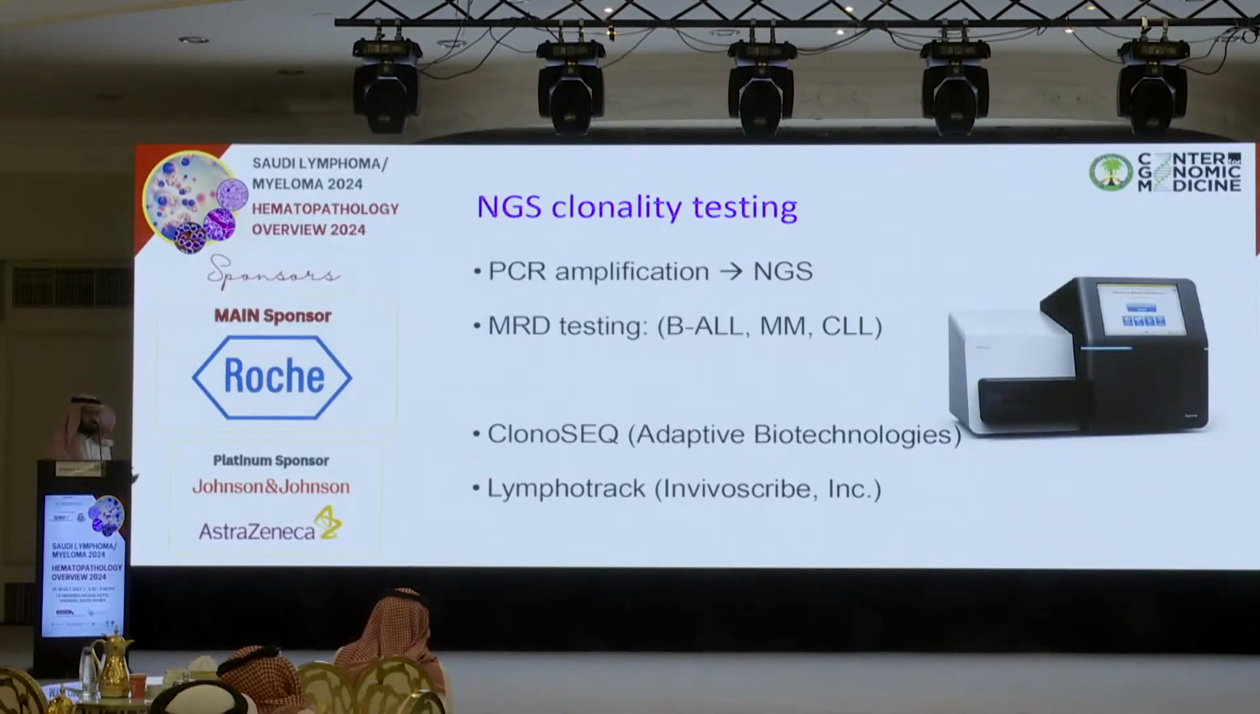And we like to do it as informed clonality testing, which means we do the testing at time of diagnosis. We know exactly what's the clone present, what's the rearrangement in this patient. Then we can follow them and we can detect up to 0.01% if there is residual disease.